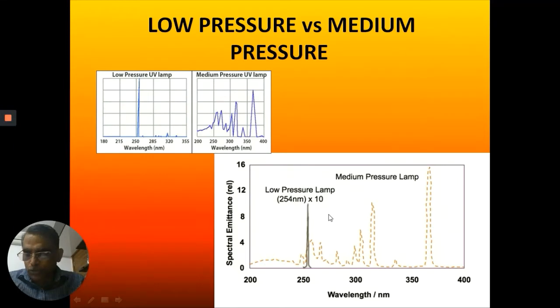So as you increase the pressure of the gas inside, not only does it broaden the spectral region, it also increases the intensity of the light emission. That is the most important thing. And you can really select these lamps depending upon your requirement. If you want to go for 365 or more in the visible region, it is good to select a medium pressure lamp. And if you want to have only the UV region, you can select your low pressure mercury lamps.